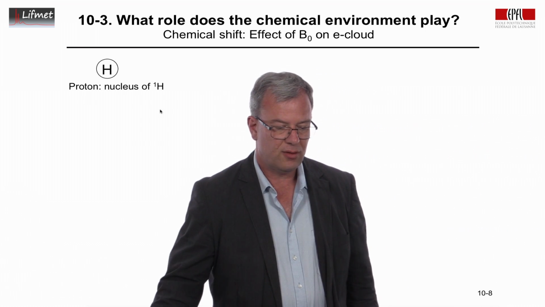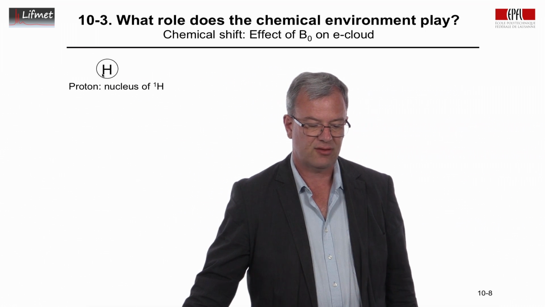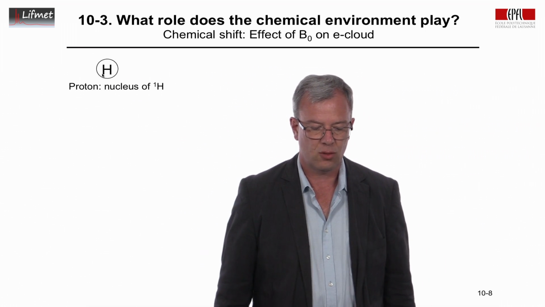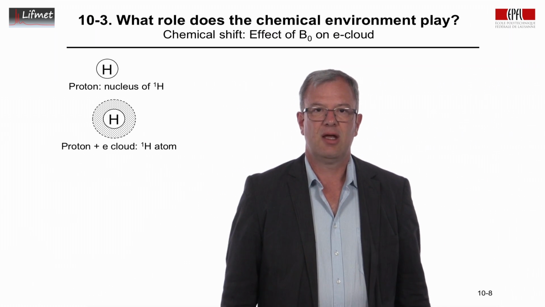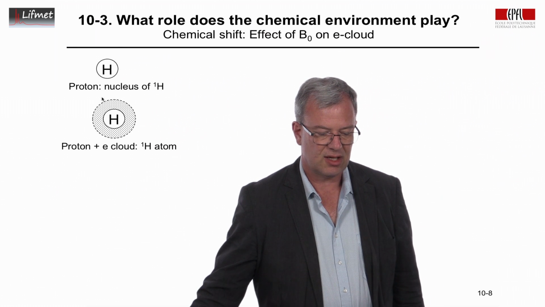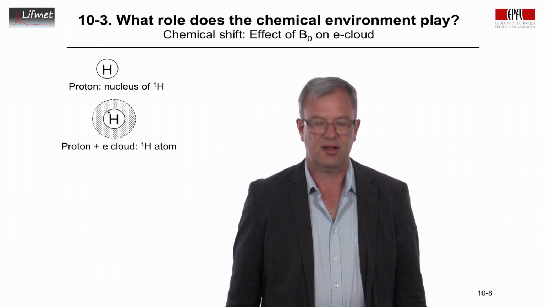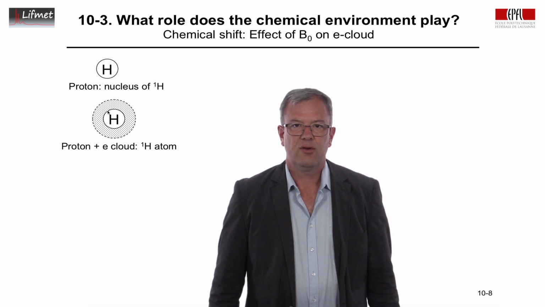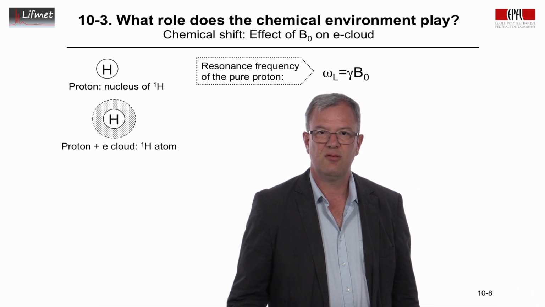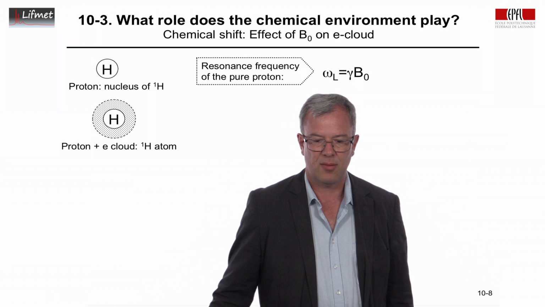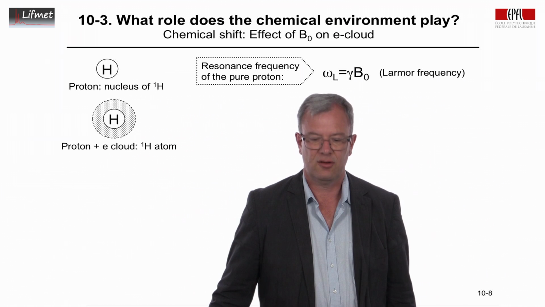So let's start out with the nucleus of the proton of the hydrogen atom, H1. That's the proton. That's a single lone proton. This proton, typically, if we take an isolated hydrogen atom, is surrounded by an electron. So there's an electron cloud surrounding that nucleus here, and it's nice and symmetric. For the resonance frequency of the pure proton, that is the precession frequency, we have the Larmor frequency, which is gamma B0. So that is the Larmor frequency that we have dealt with so far.